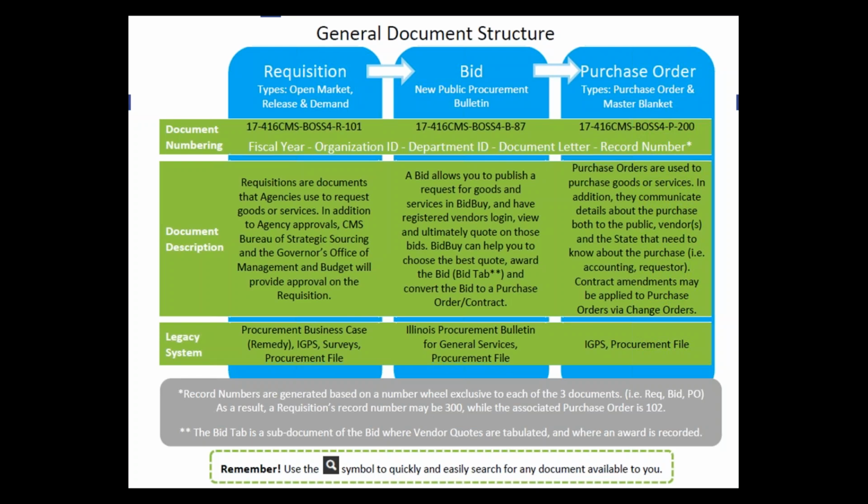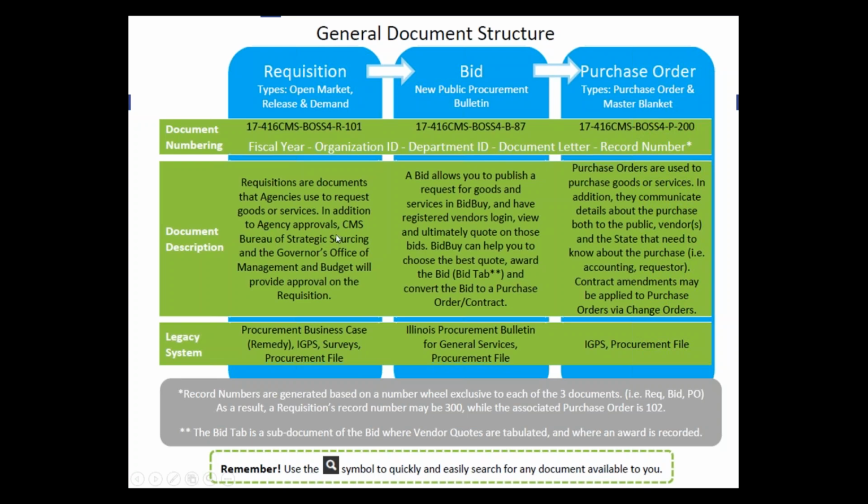There is a specific document numbering here that you can see listed. The first number that you'll see within the system will be the fiscal year, then the organization ID, the department ID, and the document letter. So you can see here, this is an R for requisition, a B for bid, and a P for purchase order. And the last number is the record number within the system. BidBuy creates that number, so it will be specific to each phase of each document within the system.